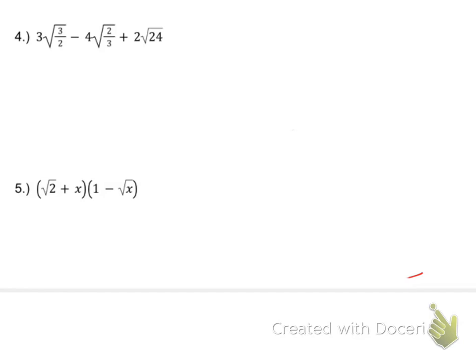Looking at our problem, I got 3 times the square root of 3 halves minus 4 times the square root of 2 thirds plus 2 times the square root of 24. I want that simplified. We will be able to simplify this down to 1 term. Not 3 terms added. 1 term.